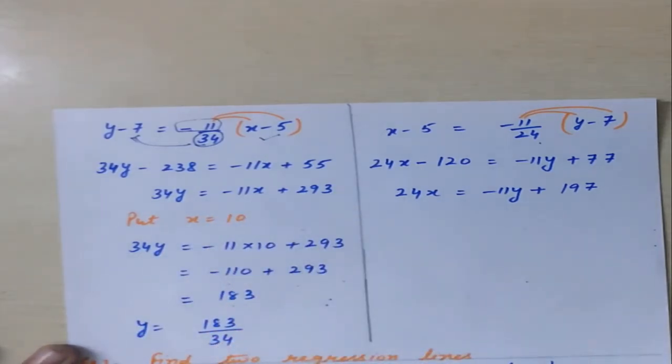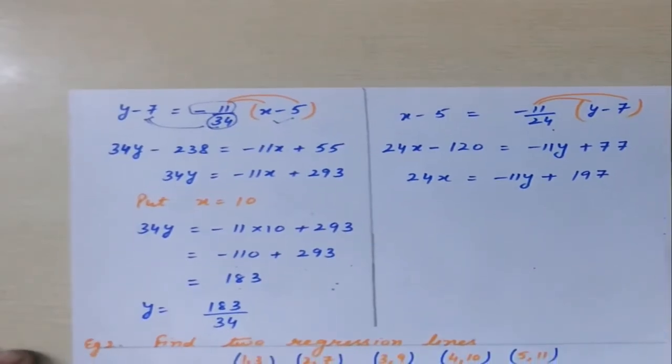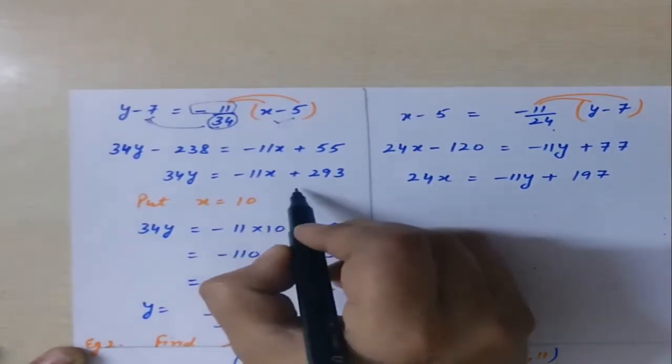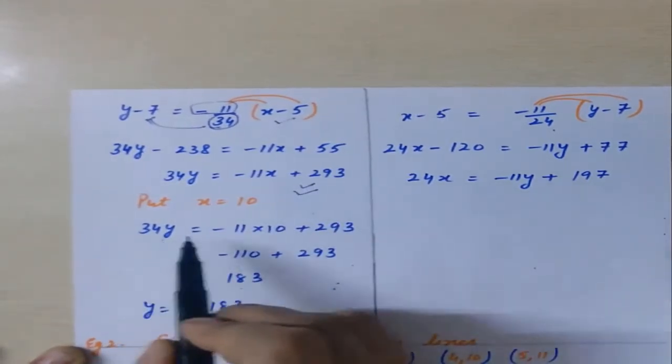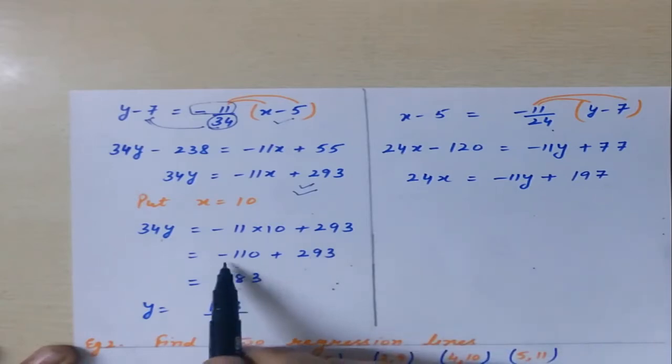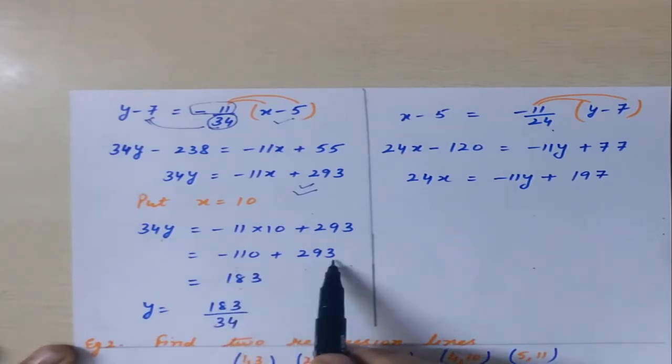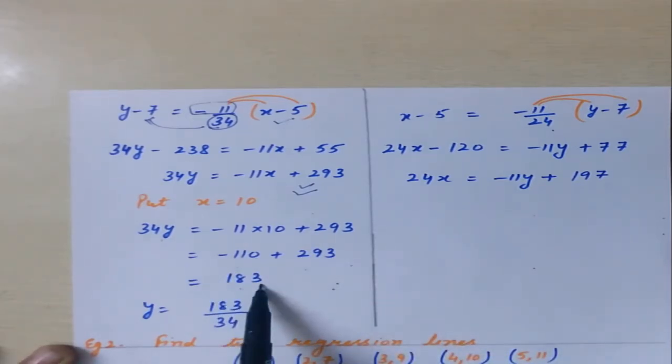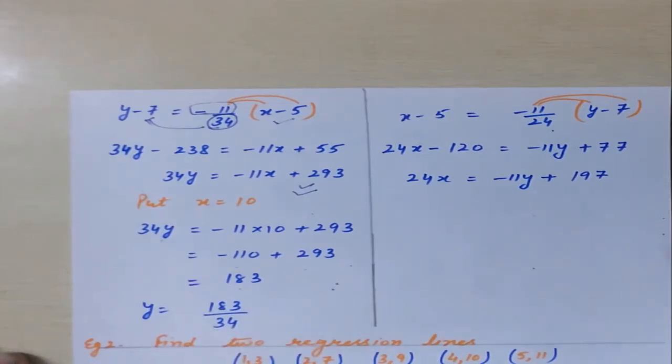Now we have to find out the estimated value for y only when x is equal to 10. So we will put this value in this equation. 34y is equal to minus 11 into 10 plus 293. When we multiply, minus 110 plus 293 is 183. So y value will be equal to 183 upon 34.